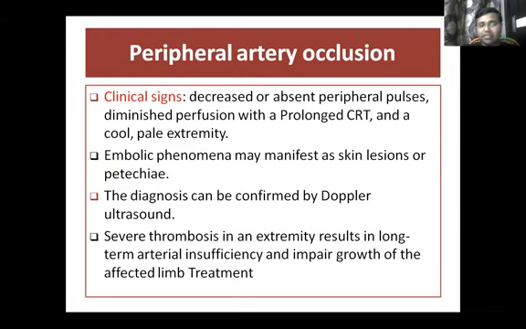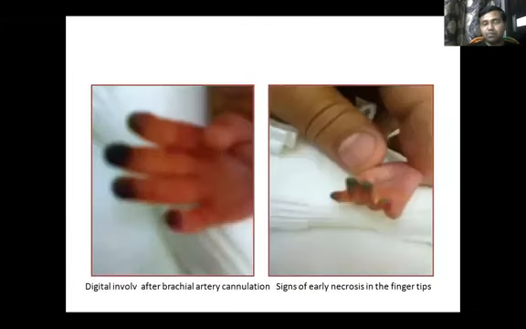They may manifest as skin lesions or as just petechiae because of embolic phenomena. Diagnosis is by Doppler ultrasonography. Severe thrombosis or extremely long-term arterial insufficiency can impair the growth of the affected limb. This is an example showing brachial artery cannulation, with distal involvement of thrombosis in all the limbs, and even necrosis of the tip.